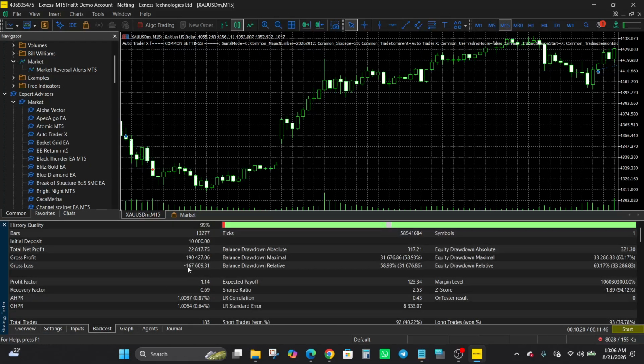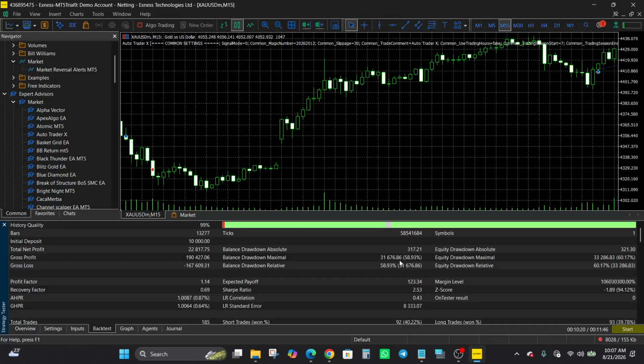Now we can see that the initial deposit was $10,000, and the total net profit that we have here was over 220%. Okay, we can see that the total net profit is $22,817.75, and we have the maximal balance drawdown at 58.93%. That is really, really big. All right, so it's a concern.